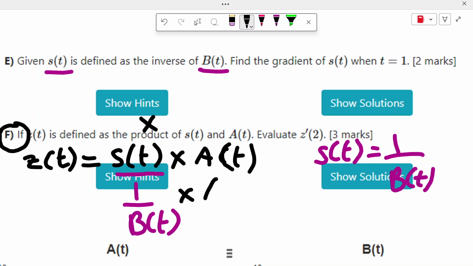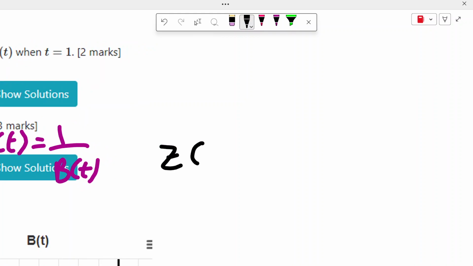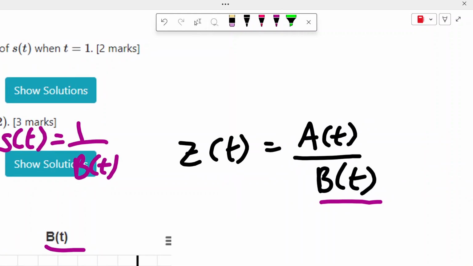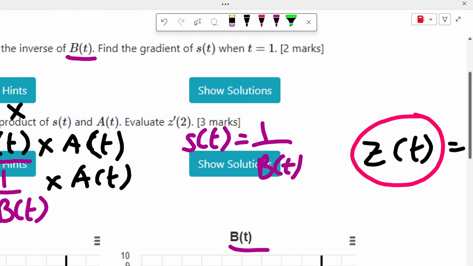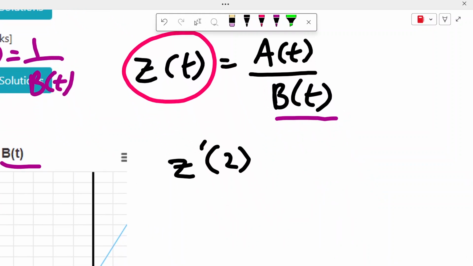it looks like this. All this is equal to our z. Now, an easy way of writing that is like this. Z is just equal to a on the top, the left function, divided by the right function. And all of this is we're trying to find the gradient of this function when t is equal to 2. So what we're trying to find is, well, what is z prime of 2? That's our aim for today.